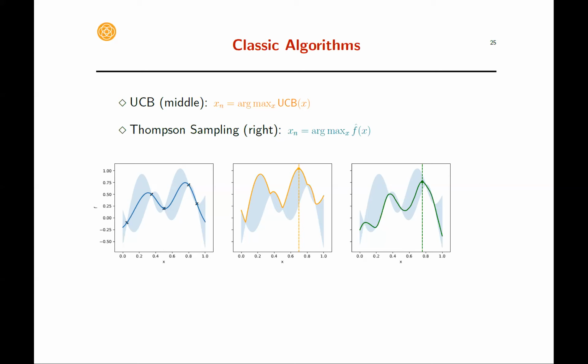I have a simple question. So in practice, how do people compute these argmax either in UCB or Thompson sampling? Because for example, in your example, in your figures, this corresponds to maximizing a non-convex function.